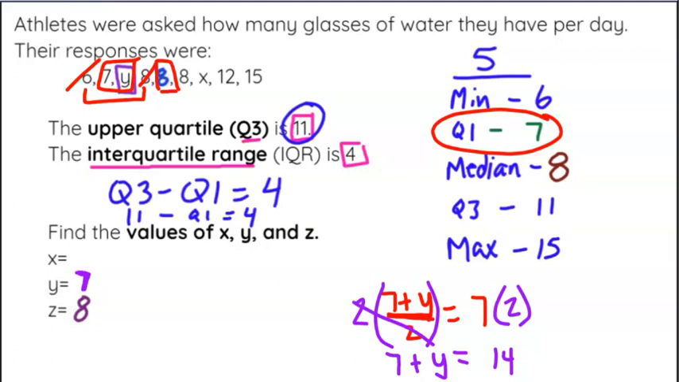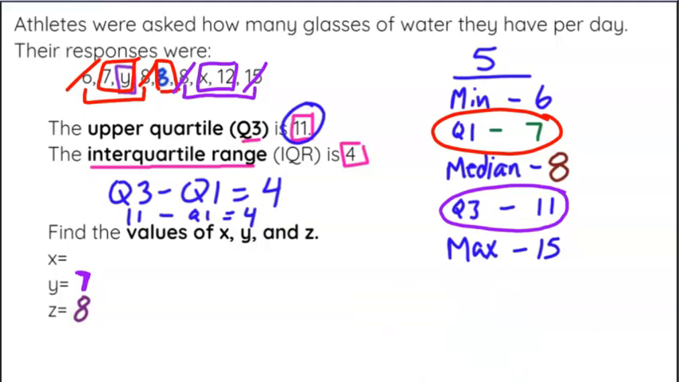Then we do the same thing, but for the upper half. So our upper half of data is 8 through 15. So we have 8, X, 12, and 15. I know my quartile 3 is 11, so I'm going to cross off until I get to my middle value, which is between X and 12. So I'm going to do the same process here. I know that X plus 12, divided by 2, is going to equal my quartile 3 value of 11.